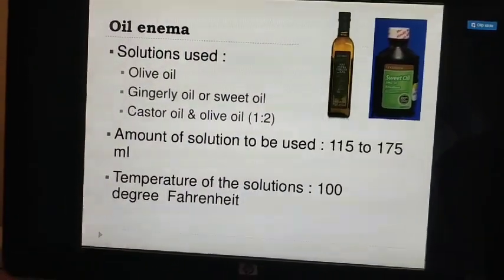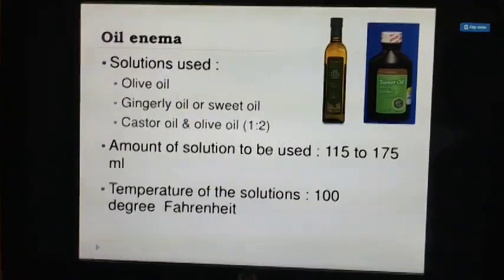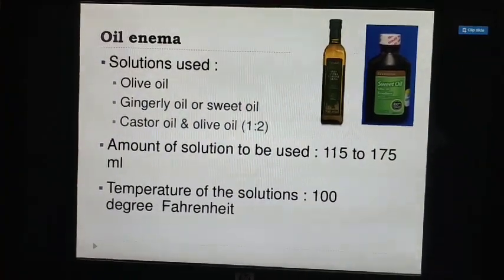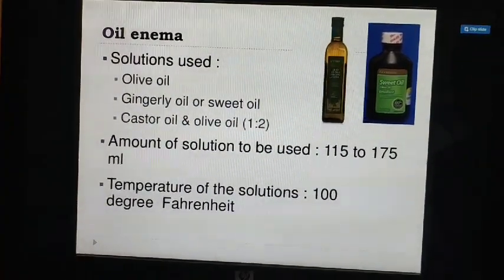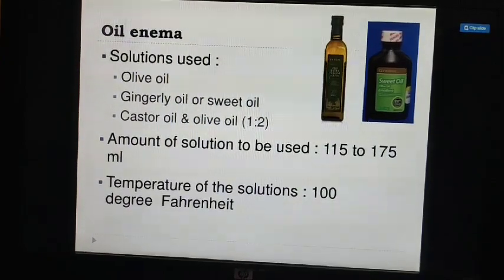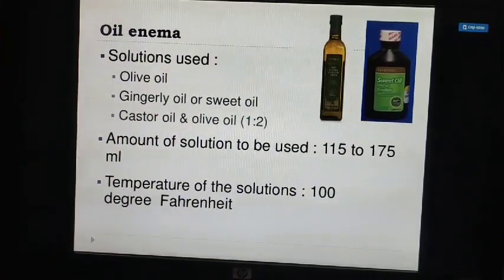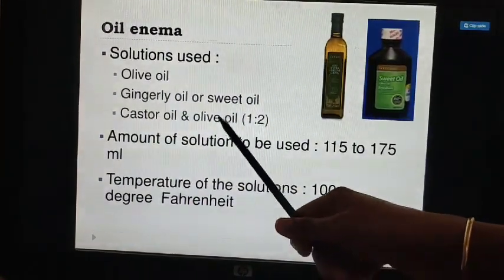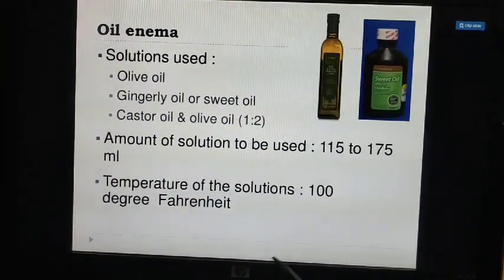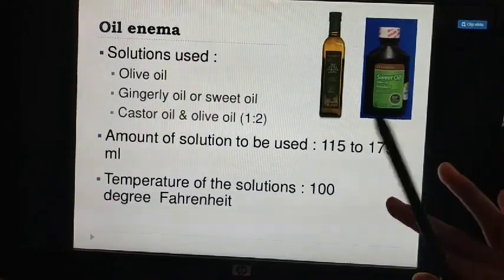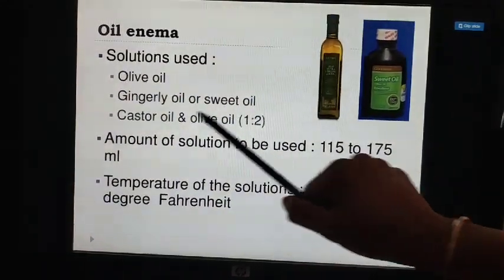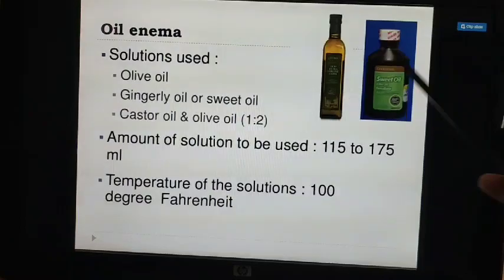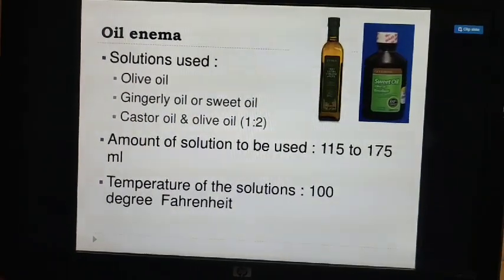Okay, what are the oils we can use? We can use olive oil, we can use gingelly oil or sweet oil, or we can take a mixture of castor oil and olive oil in a 1:2 ratio, meaning 1 ml of castor oil to 2 ml of olive oil. Understood now? But 1 ml, 2 ml is not at all enough. We have to take 10 ml of castor oil and 20 ml of olive oil.